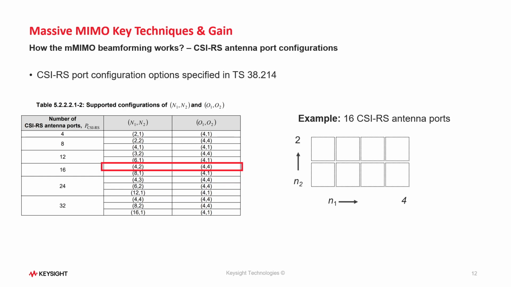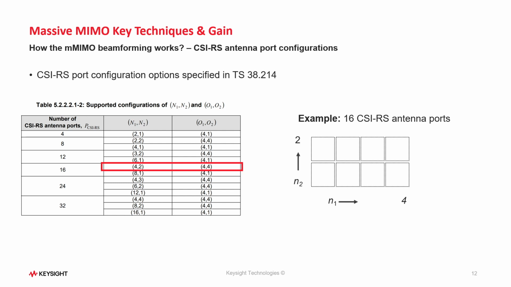And some further details about the CSI-RS port configurations, CSI-RS beamforming, and PMI feedback concept on the couple of next slides. The details for all of these are defined in TS 38.214. The options for number of CSI-RS antenna ports range from 4 to 32, but the number of antennas can be much higher, as explained in the following slides.